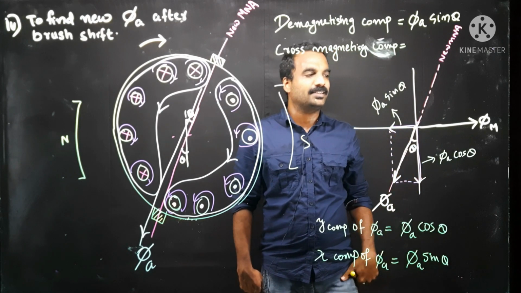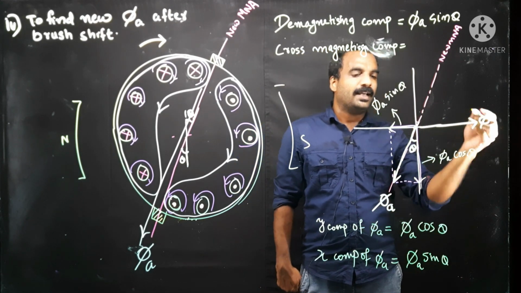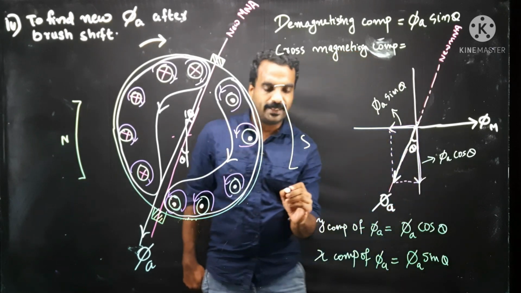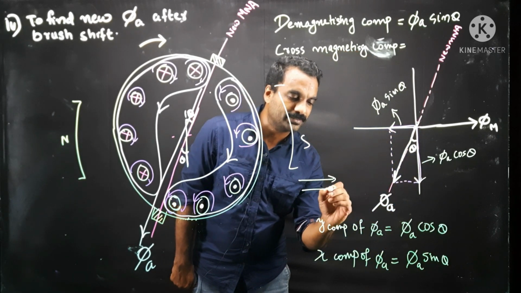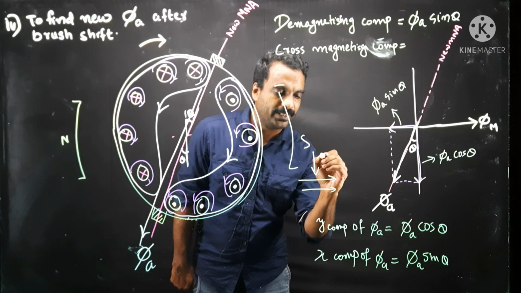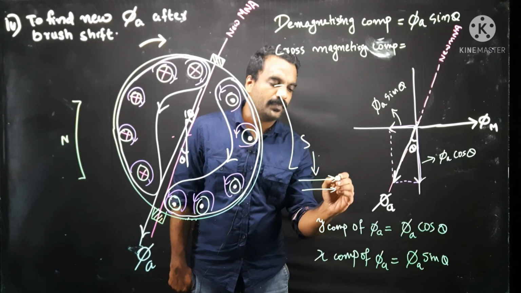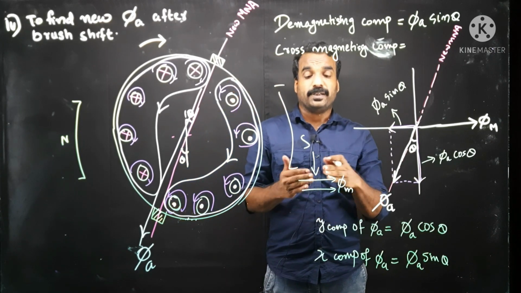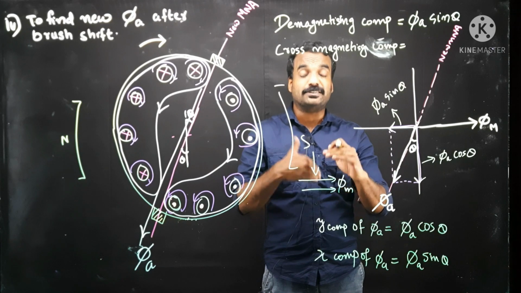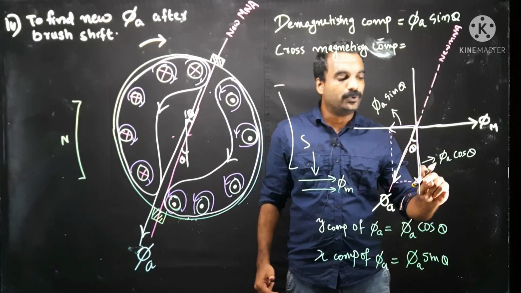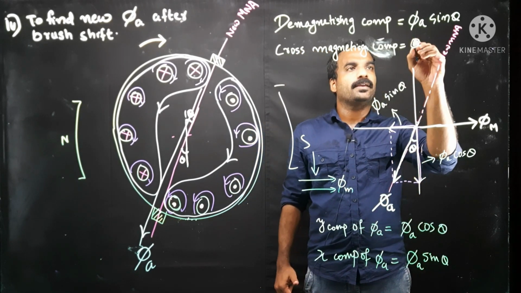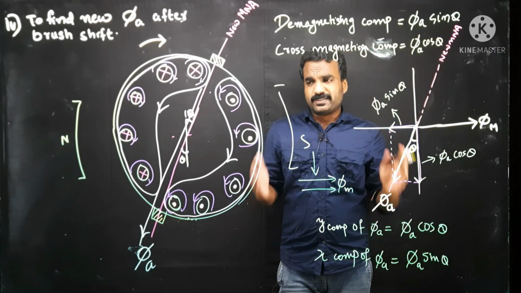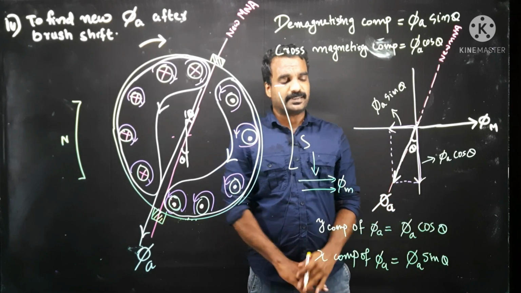And what is the cross magnetizing component? This is the main flux and this component is acting from top to bottom. Like this is the main flux and some component is acting from top to bottom. So, this component is cross magnetizing, or distorting the shape. So, its value is phi A cos theta. So, everything is covered in this title.